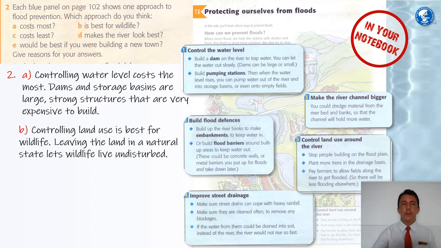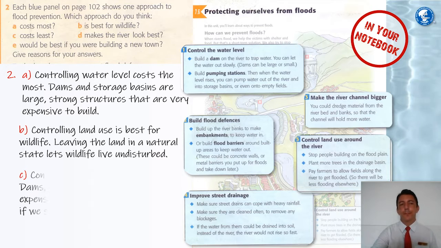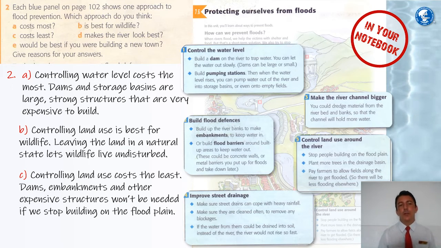Which one costs the least? Well, again, controlling land use, this costs the least. So dams, embankments, and other expensive structures won't be needed if we stop building on the floodplain.